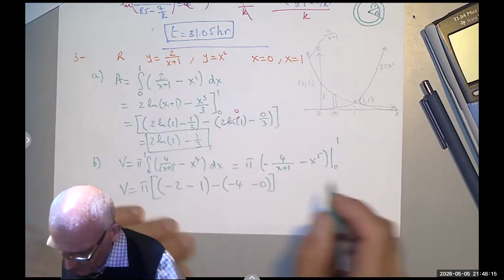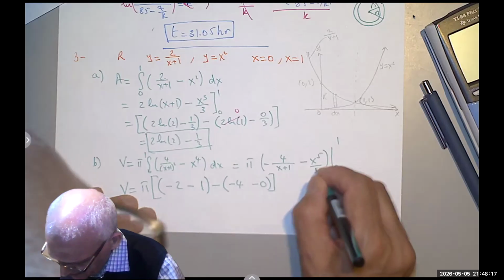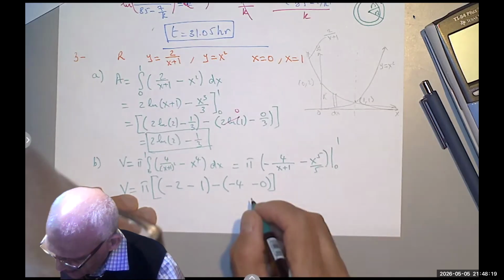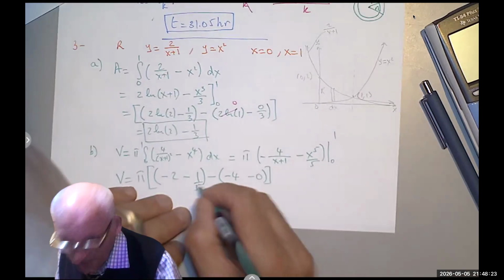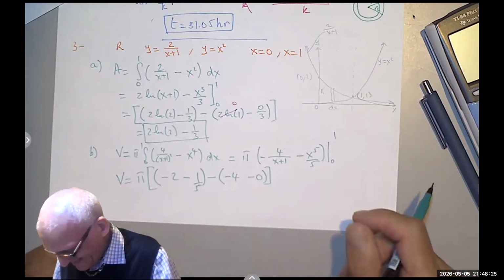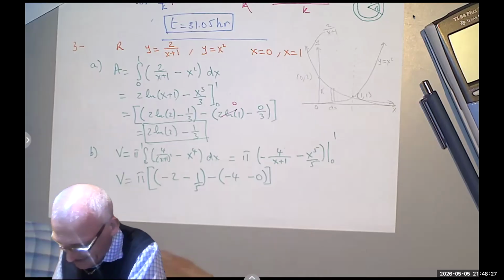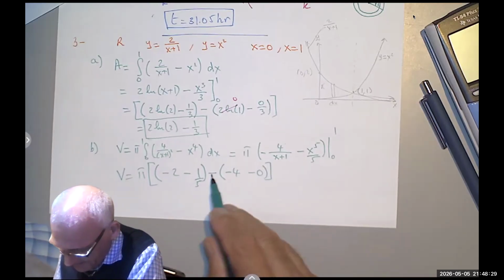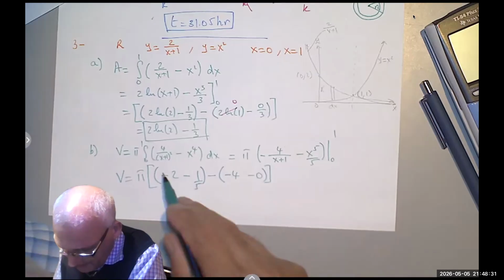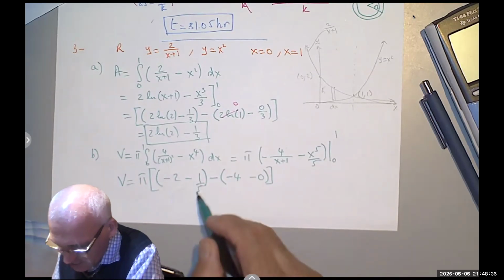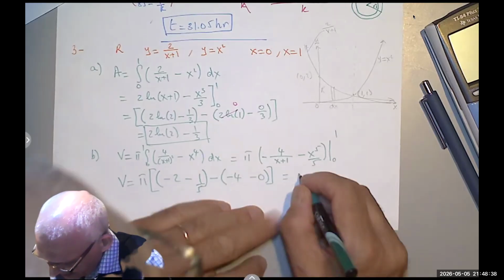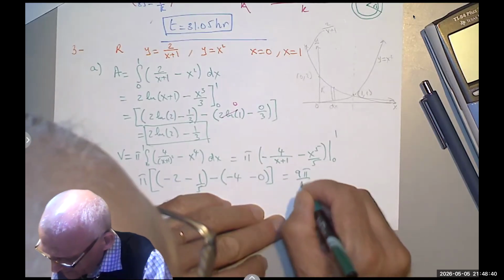Oh, I'm sorry, over 5. Why didn't I say over 5? Oh my God. I don't know how to integrate x to the 4 dx. All righty. So I have negative times negative is positive. 4 minus 2 is positive 2. 2 is 10/5. So minus 1/5 is 9/5. So I get 9 pi over 5.